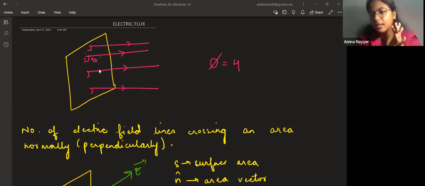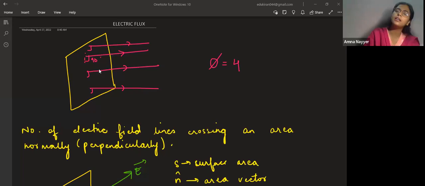So in the last class, we had stopped at electric flux, on Wednesday's class. Electric flux was the last topic which we covered. So what was electric flux? Electric flux was simply the number of electric field lines which are crossing a unit area perpendicularly. That's it. That is what is meant by electric flux.